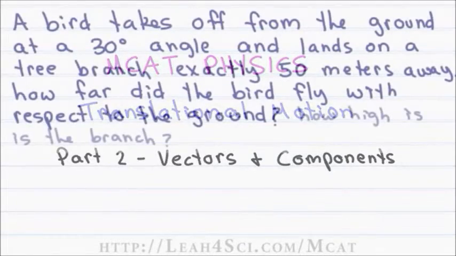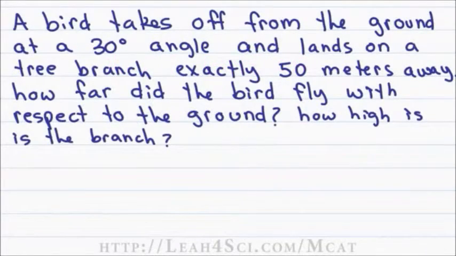For example, you may be faced with a question like this. A bird takes off from the ground at a 30-degree angle and lands on a tree branch exactly 50 meters away. How far did the bird fly with respect to the ground? How high is the branch? The bird flew exactly 50 meters, but because the bird flew at an angle, the distance on the ground, meaning if you were to follow under the bird as it flew, would not be 50 meters.